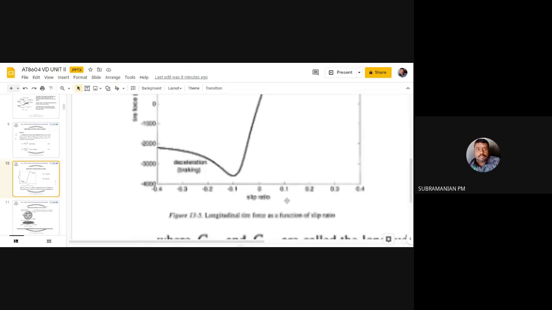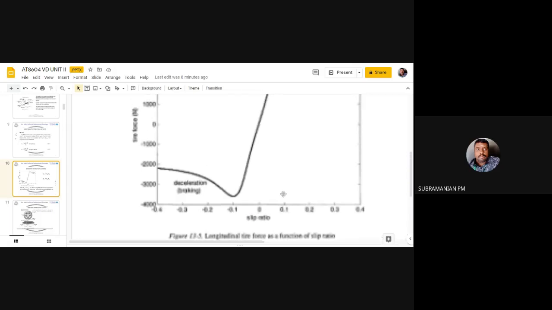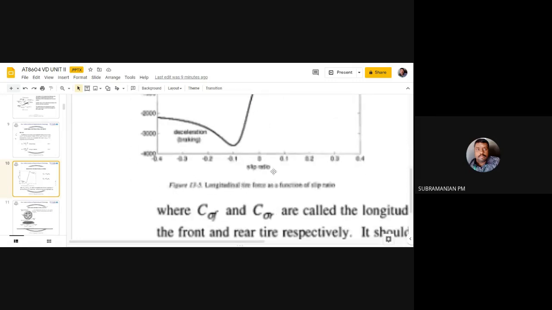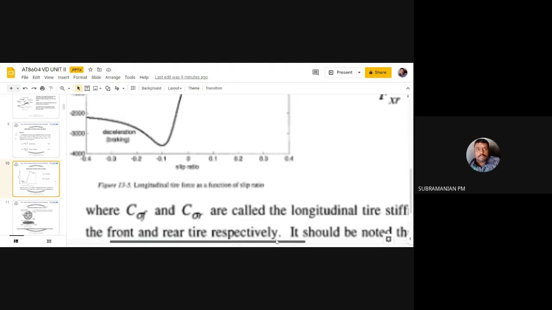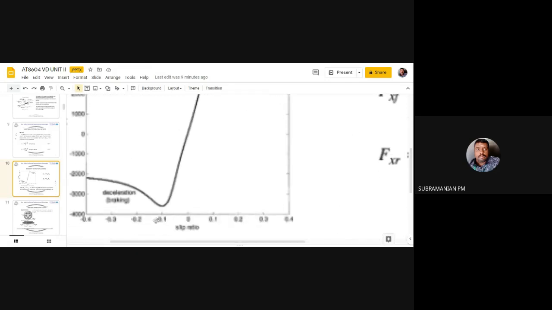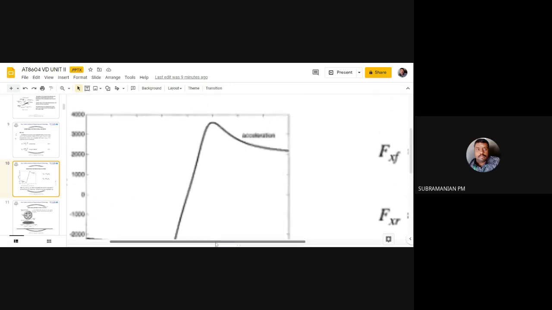So we have to concentrate on this slip ratio range of minus 0.1 to 0.1. In that range, we can say my tire force is linear. Directly, I can calculate how much tire force is going to act by using this curve, that is, by finding out the slip ratio. So in this portion only, from minus 0.1 to 0.1, I can adapt a formula.